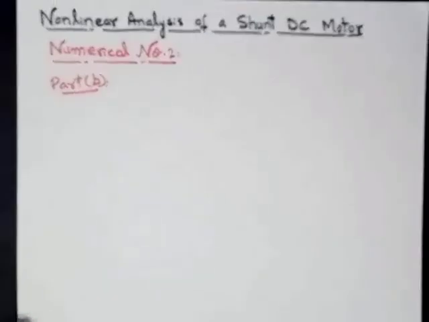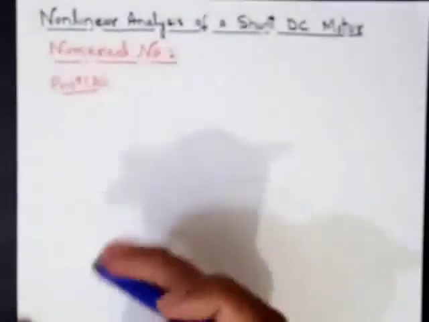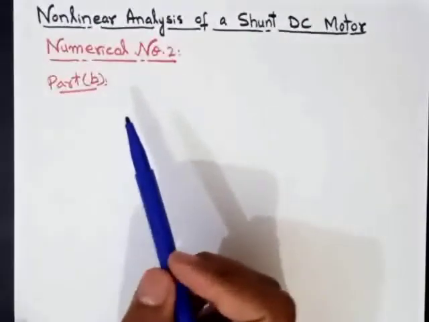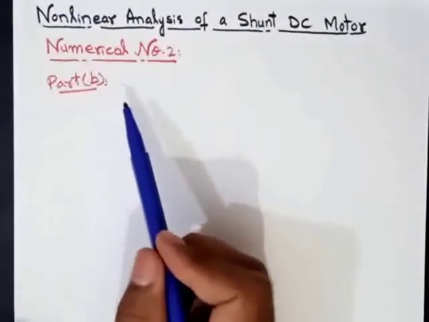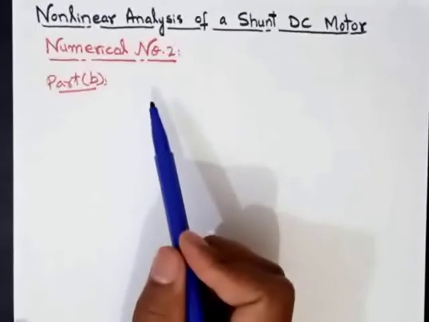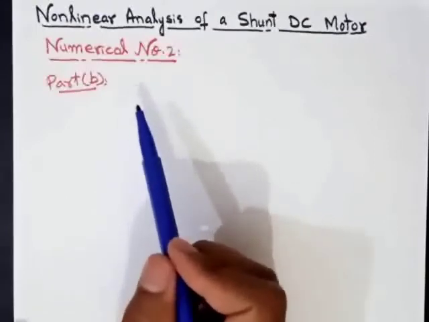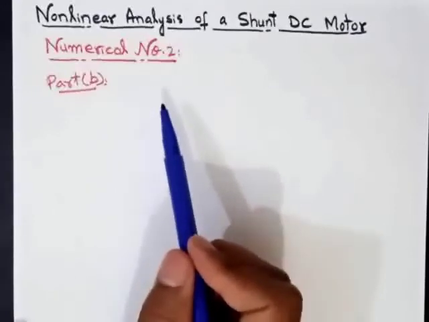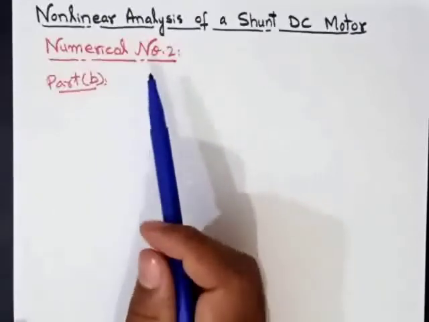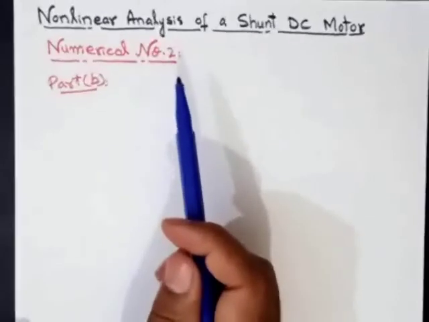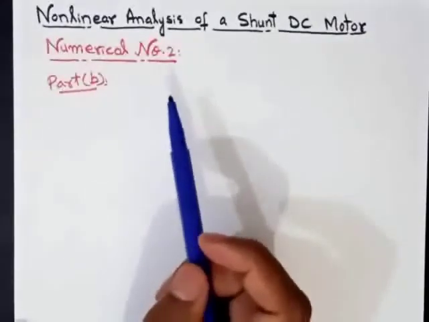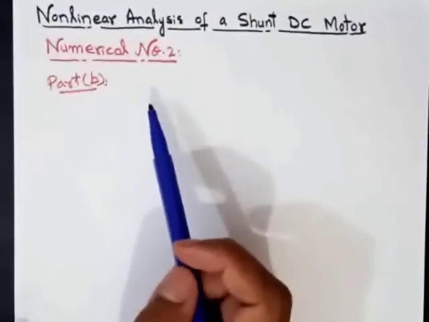Part B is simple. Part B of this problem is: this motor is essentially identical to the one in the previous numerical number 1, except for the absence of compensating windings. In numerical number 1 we were using compensating winding. In numerical number 2 we are not using the compensating winding. How does its speed compare to that of the previous motor at load of 200 ampere?